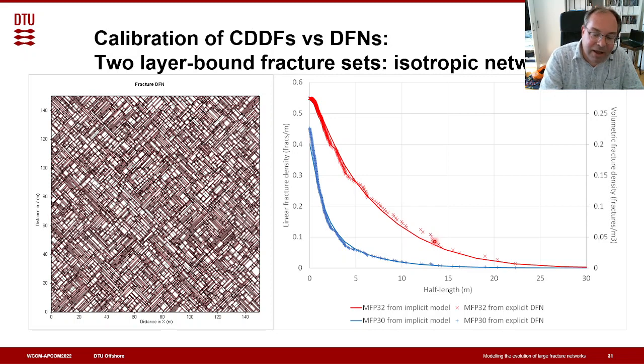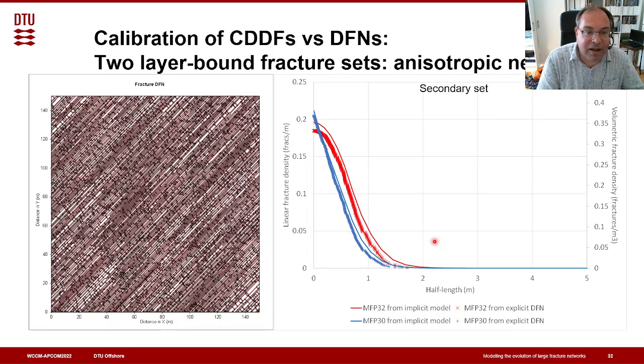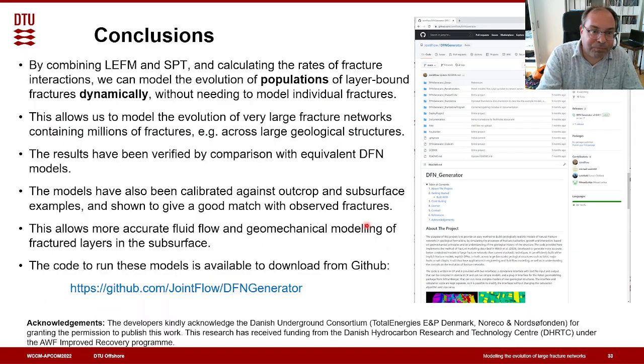We can even calculate an anisotropic fracture network where we have a primary set of layer-bound fractures that evolved first, and then a secondary set of much shorter layer-bound fractures that connect these earlier, longer primary fractures. Again, the implicit model gives us a very good agreement with the explicit data.